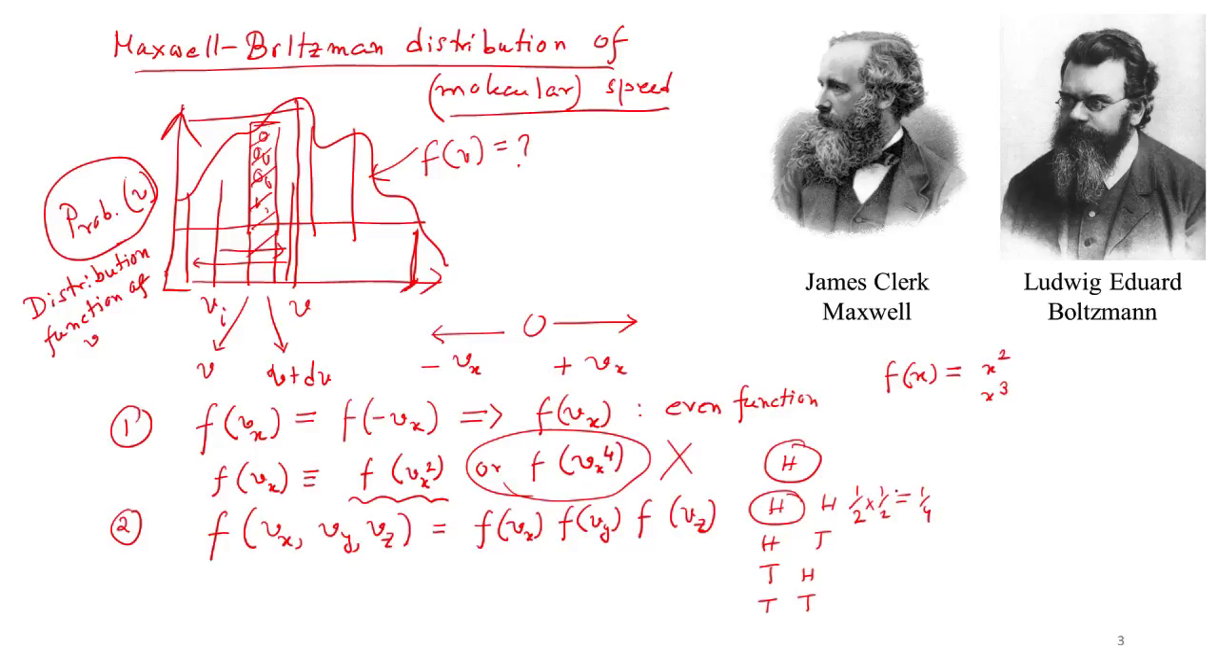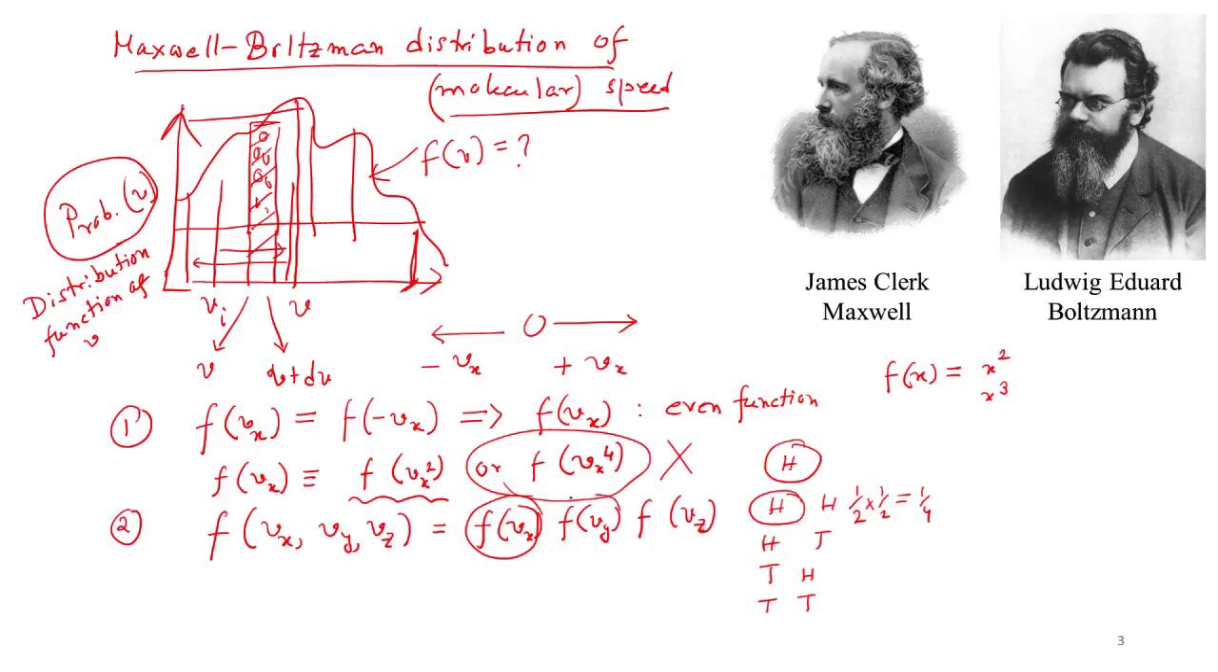So the total probability will be 1/4. This is happening because the outcome of the first coin is totally independent of the outcome of the second coin. They're not talking to each other, they're just independent measurements. So exactly the same thing we are using here.